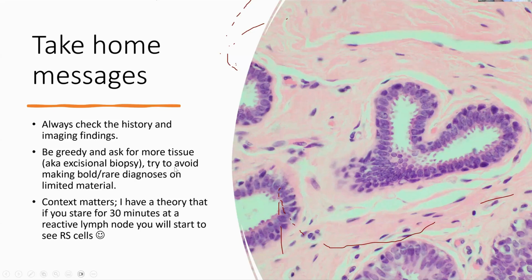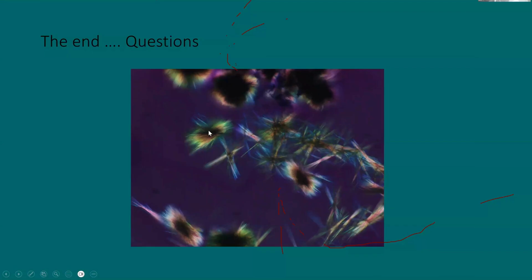And the context matters. I have a theory that if you stare 30 minutes at a reactive lymph node, you'll start to see RS cells. So just be careful of your mind games. I think that concludes my talk. If you have any questions, I'm happy to answer. And thank you very much.